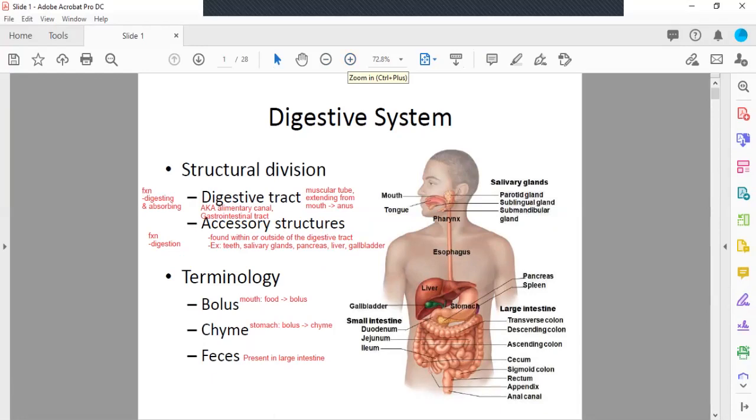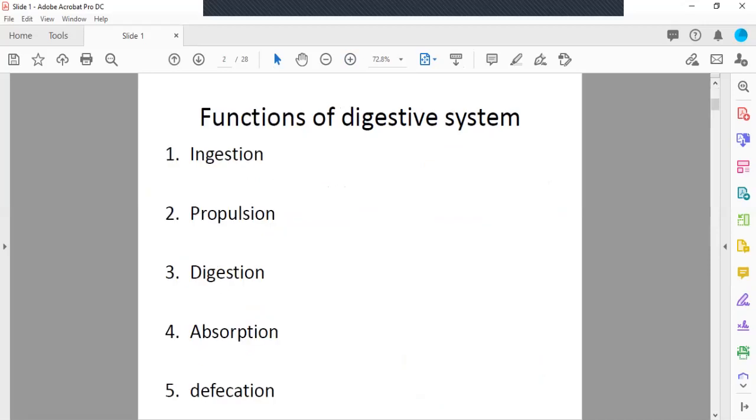Let's move on to the next slide. All right, so these are the functions of your digestive system. Let's define each and every one of them one by one. Okay, first one.